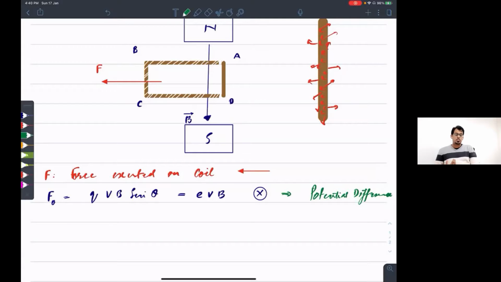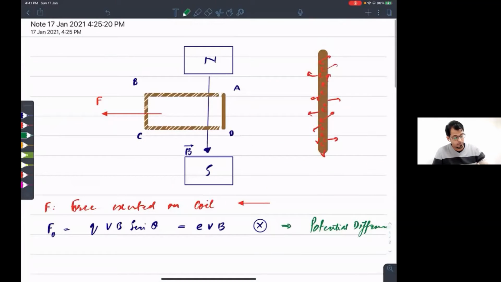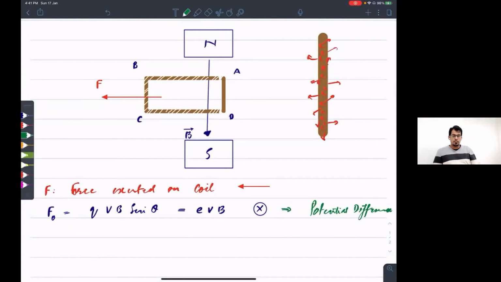There is no cell, there is no battery in the circuit. This potential difference, this voltage, this EMF is basically known as induced EMF. Why are we calling it induced? I'm reminding you again, induced means abnormal. There is no voltage source, but now we can see some EMF across AD. That EMF is known as induced EMF. The current from D to A is known as induced current.